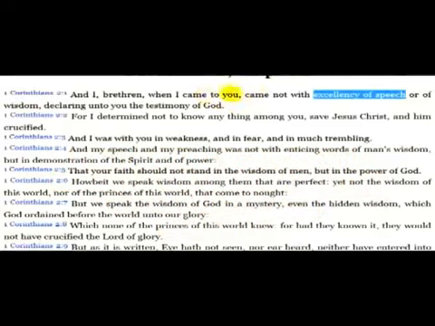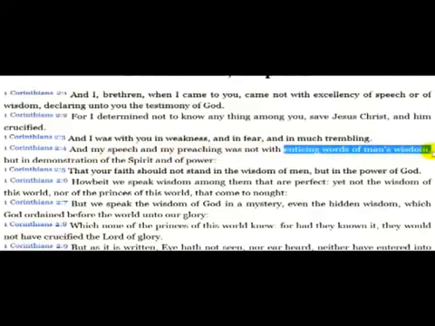All right. So Paul said, I came not with excellency of speech or of wisdom, declaring unto you the testimony of the Most High. Even though Paul was a learned man, he could have just come and broken it down in a so-called scholarly way, like they say. But that's not what this truth is all about. That's Esau's way. It says, for I determined not to know anything among you save Yahushua and him crucified. And I was with you in weakness and in fear and in much trembling. And my speech and my preaching was not with enticing words of man's wisdom.